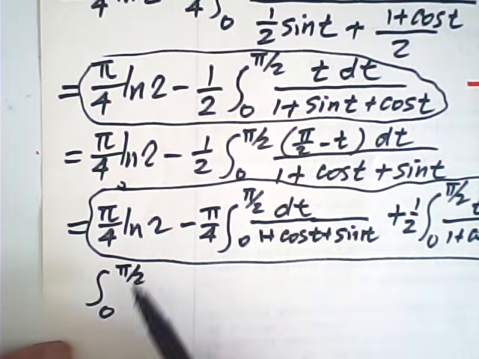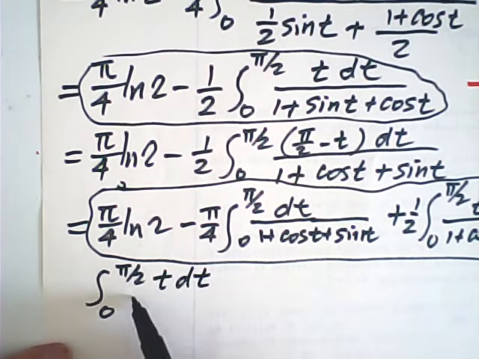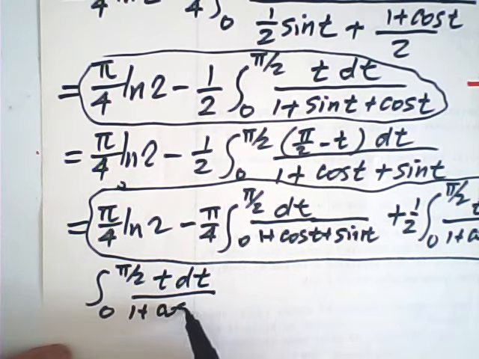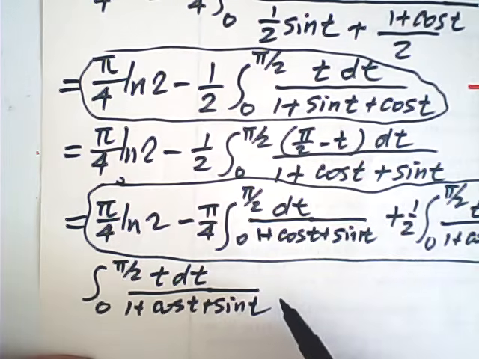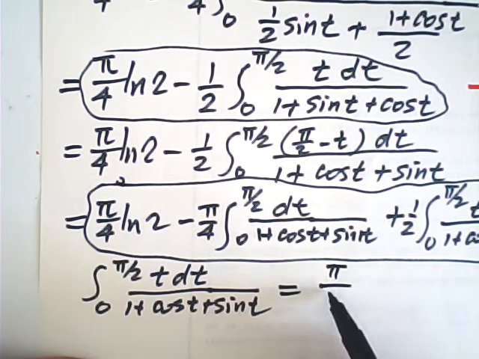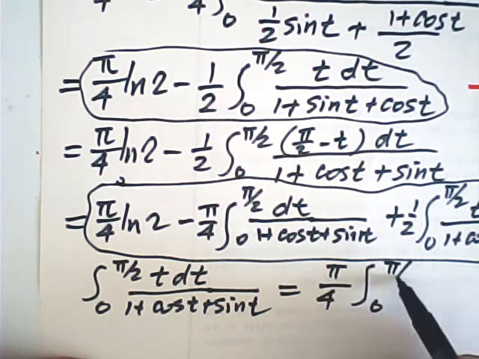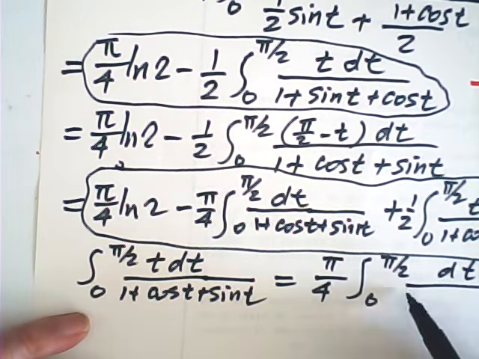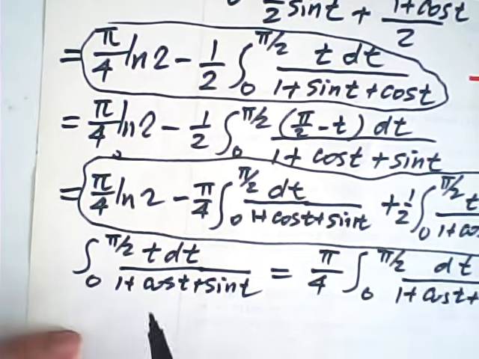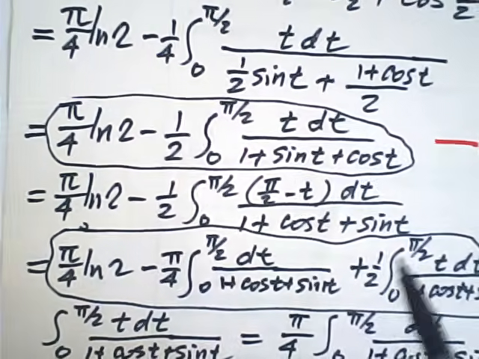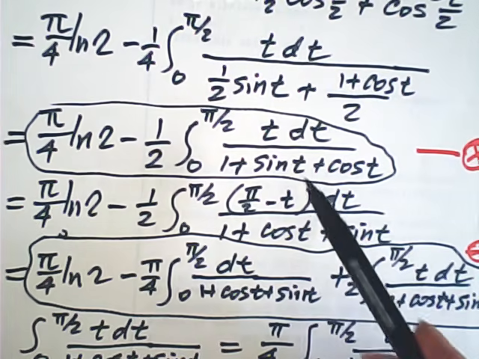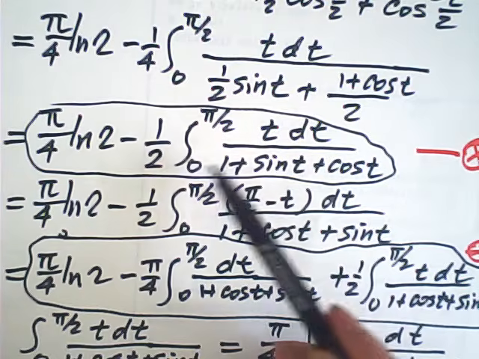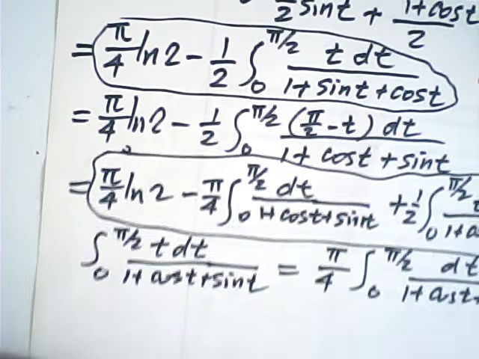Therefore, the integral from 0 to half pi of t dt over 1 plus cosine t plus sine t is equal to 1/4 pi times the integral from 0 to half pi of dt over 1 plus cosine t plus sine t. Oh well, I hope you understand that. Now from this and that, they're equal. So if I move this one over there, it becomes minus this, equal to this. That's why this is equal to that.